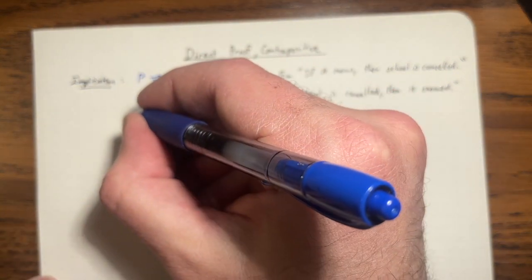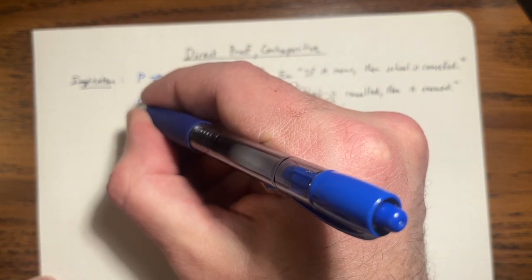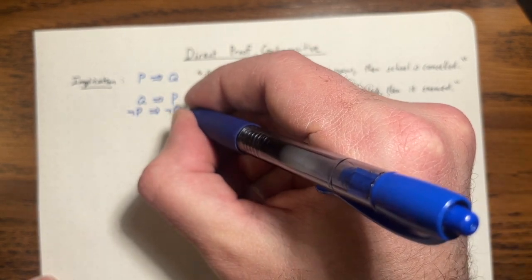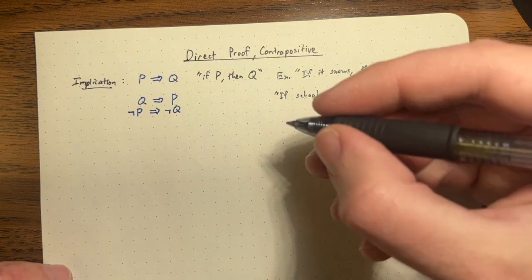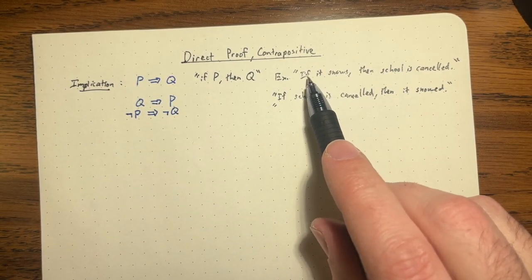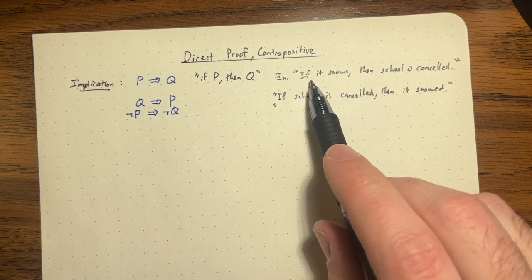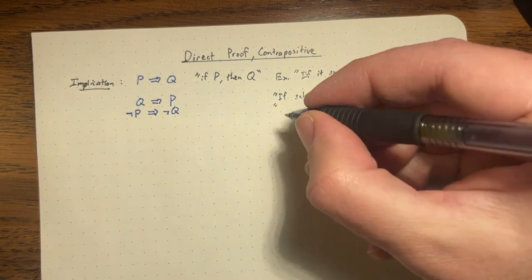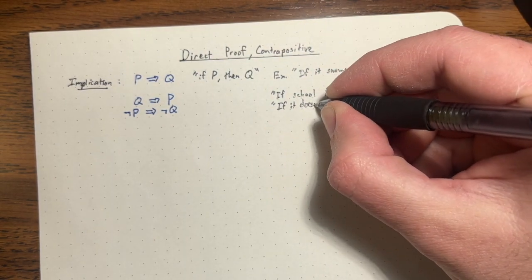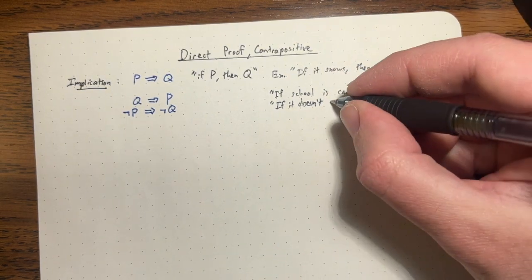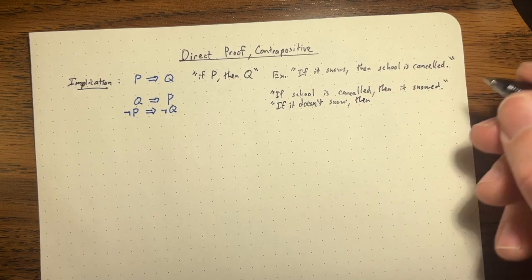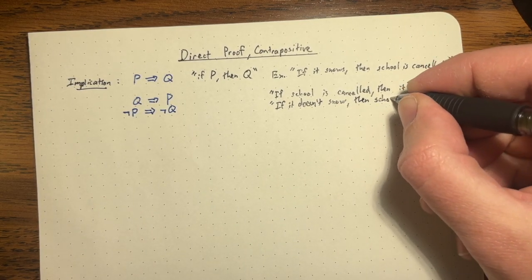We could also look at not P implies not Q. What would that look like? So if it's not true that it snowed, so if it doesn't snow, that is not P. If it doesn't snow, then school is not canceled. School is open. Or yeah, school is not canceled.